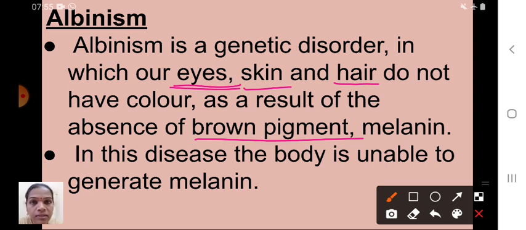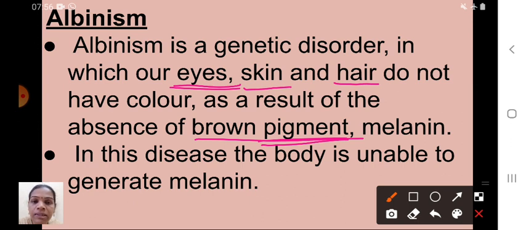So this albinism affected people, their body don't secrete this melanin, brown pigment. Okay, they don't have this pigment. That pigment name is what? Melanin. Brown pigment is absent in that person. So because of that, the eyes, skin and hair do not have color. Okay, children, because that absence of brown pigment, that is called what? Melanin. In this disease, the body is unable to generate melanin.